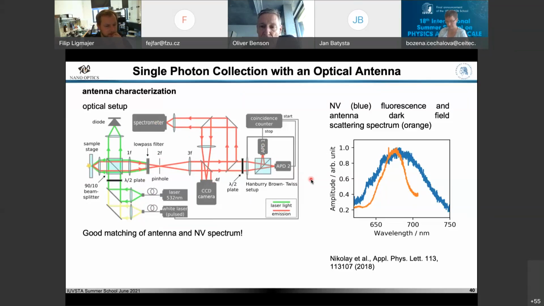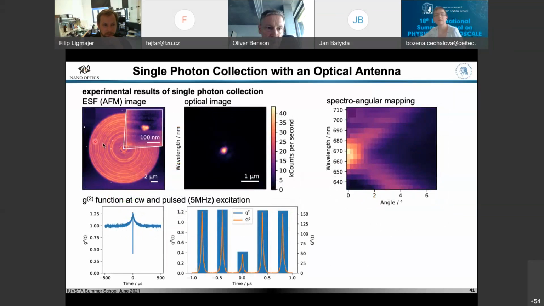So this antenna works quite well, and it's matched to the broad emission of diamond. So the blue one is here the fluorescence of such a diamond defect center at room temperature, rather broad. And the red one is just scattered light of this type of antenna. So it matches reasonably well the fluorescence. Yeah, and this is now an AFM picture of such an antenna.